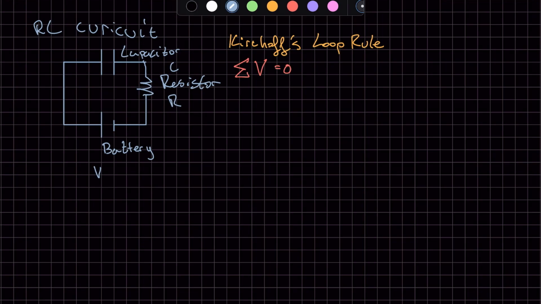Now, what this means for us in our simple RC circuit here is that the voltage of the battery, VB, plus the voltage of the resistor, plus the voltage of the capacitor is equal to 0. Now, let's talk about what a resistor and a capacitor do. A resistor resists the motion of charges, right? That's implied in the name. In a constant voltage circuit, the resistor lowers the motion of charge. And we can see this in Ohm's law.